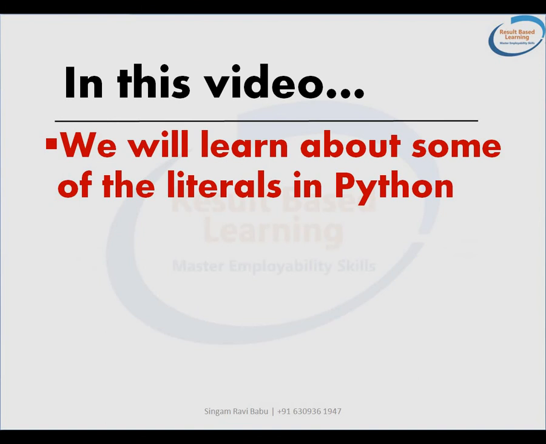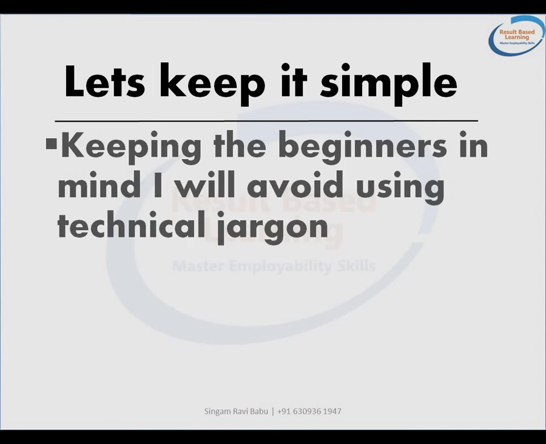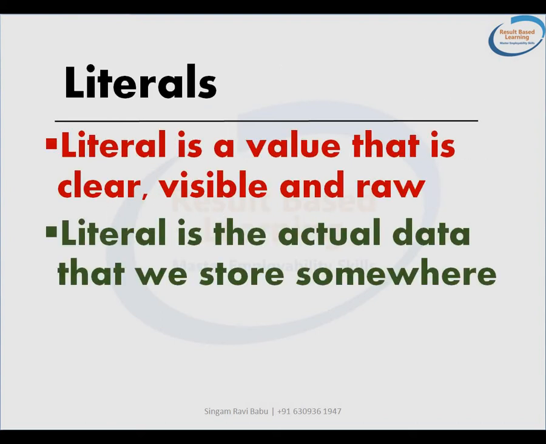Literals. In this video, we will learn about some of the literals in Python. Keeping the beginners in mind, I will avoid using technical jargon. A literal is a value that is clear, visible and raw. A literal is the actual data that we store somewhere. Remember, a literal is always obvious and visible.